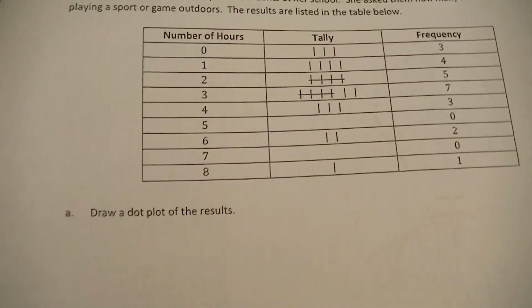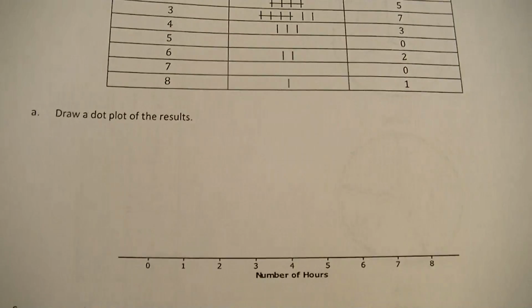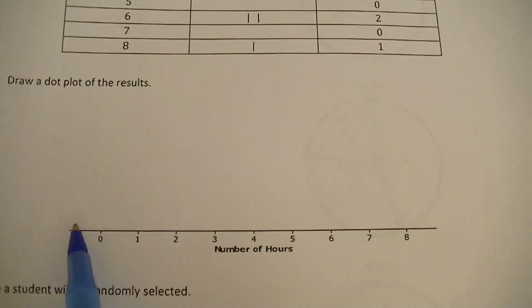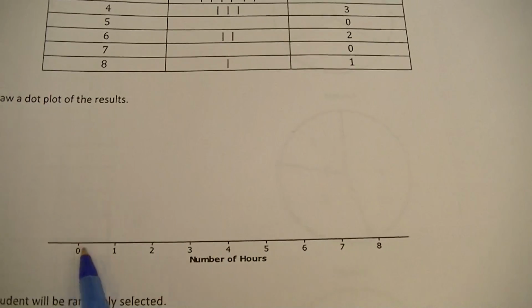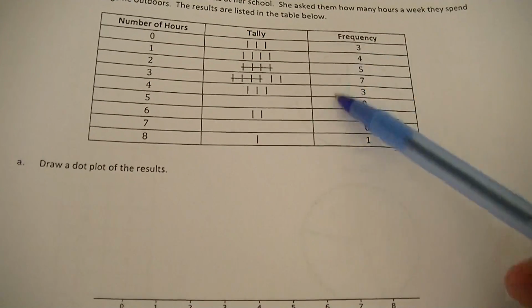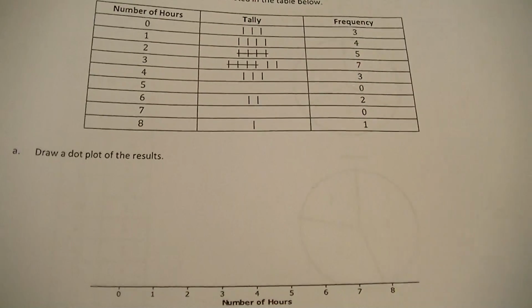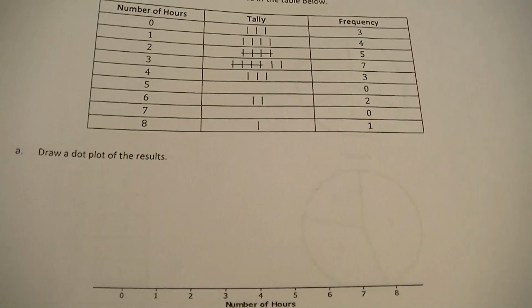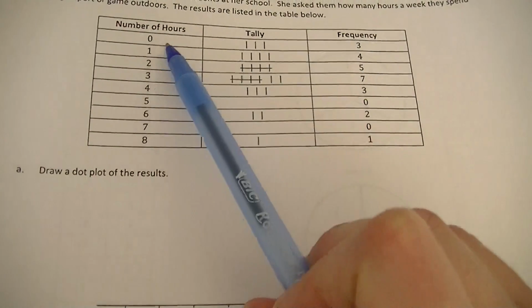Okay? So we're supposed to draw a dot plot of the results. And they were really nice in the math book because they already put a number line right here that represented the number of hours from 0 to 8. So now we just have to transfer this frequency onto this number line right here in the form of dots to display the results. So to do that, you should have for 0 number of hours, that happened 3 times, so you just draw 3 dots.